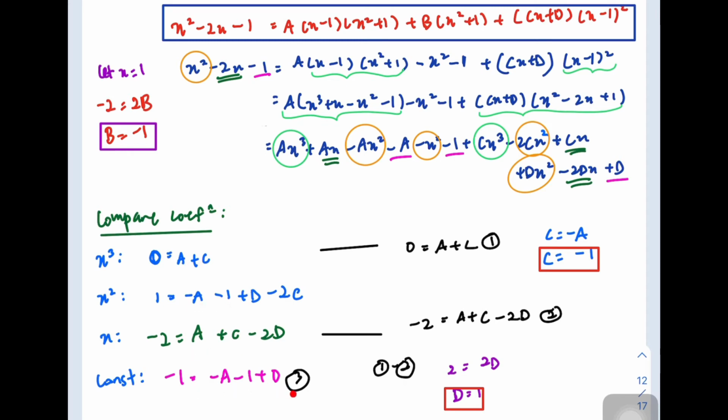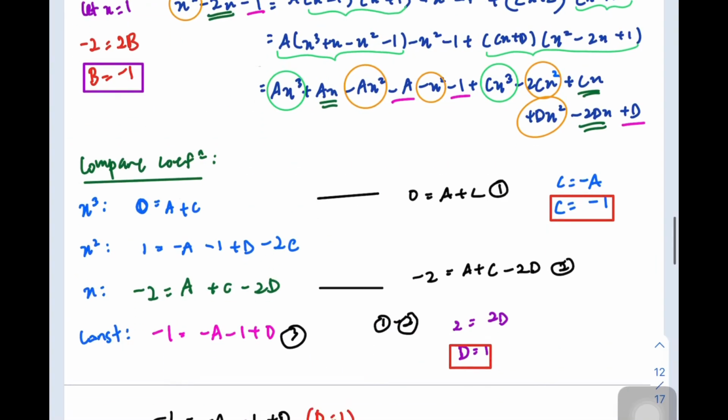So let's do simultaneous equations. I will take this equation here, 0 equal to a plus c, as equation 1, and this equation here, minus 2 equal to a plus c minus d, as equation number 2. Now let's do 1 minus 2. So 0 minus minus 2 is 2. A minus a is 0, c minus c is 0, 0 minus minus 2d is 2d. Therefore, let's rearrange, your d is equal to 1.